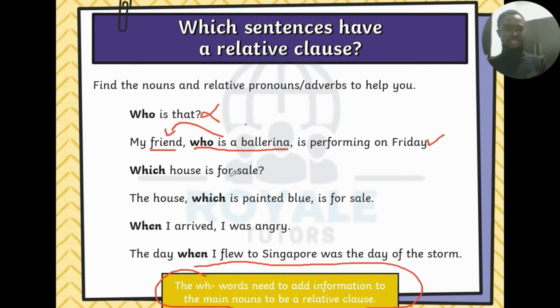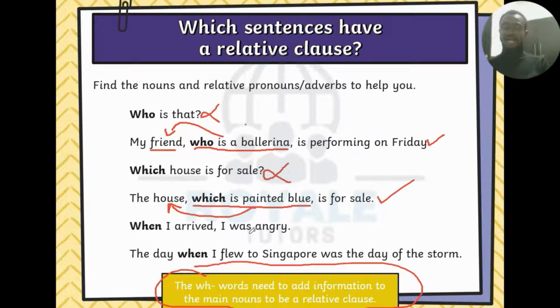Which house is for sale? Is this correct? Is this adding extra information in a sentence? Do you think so? If you said it's not adding extra information in the sentence, then that's right. This is a no-go area. The house, which is painted blue, is for sale. Which is painted blue is a relative clause and it's adding information to the what? To the noun. So that's correct.